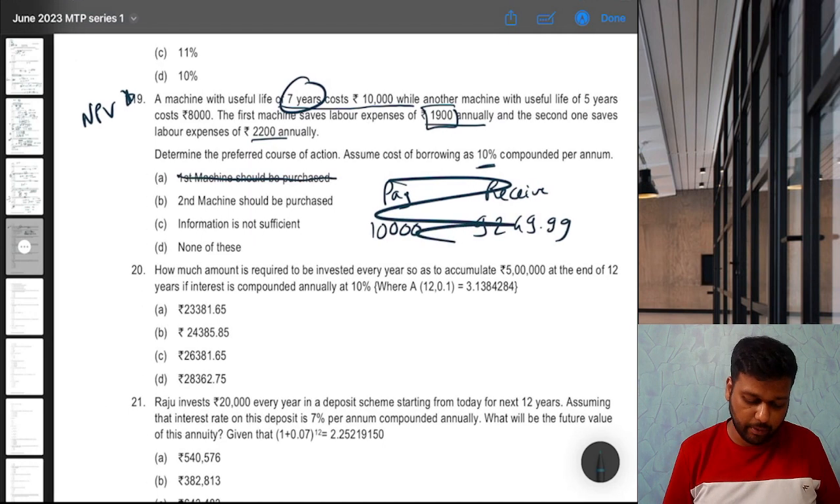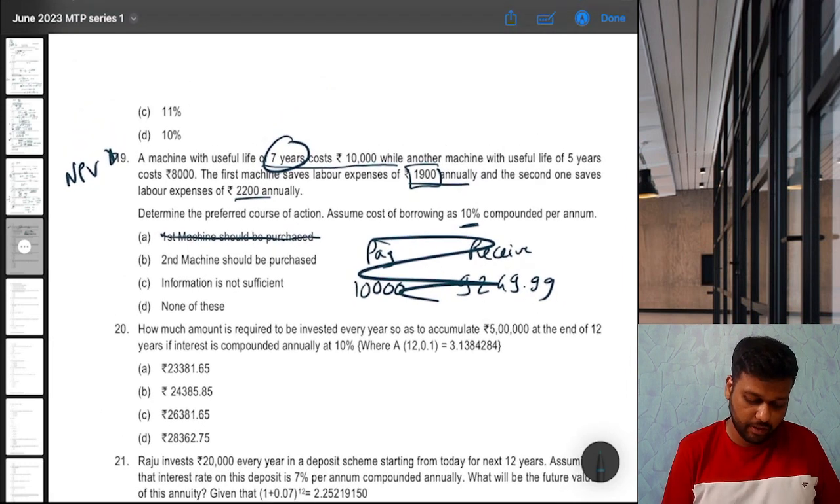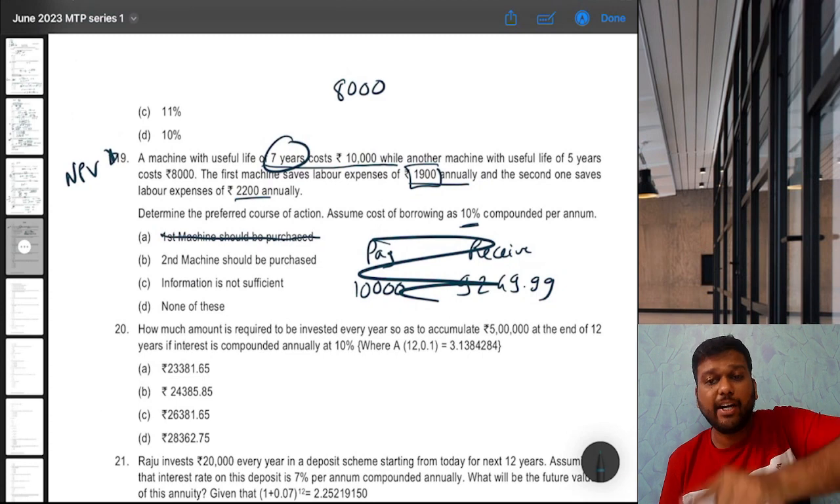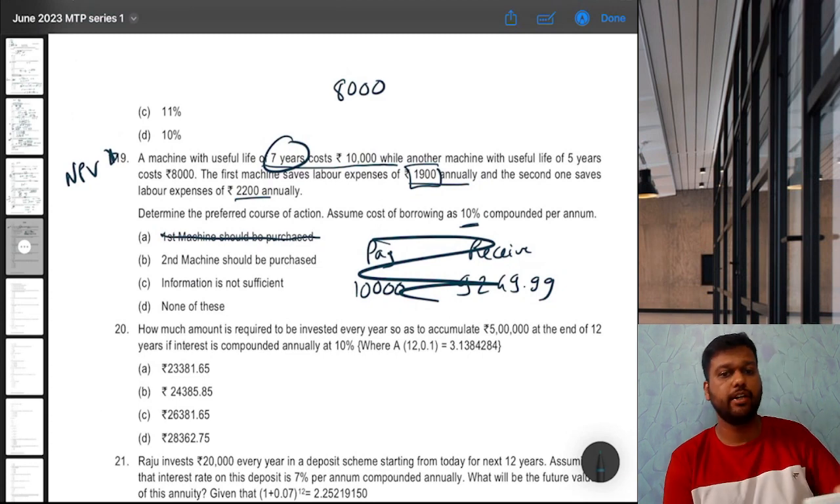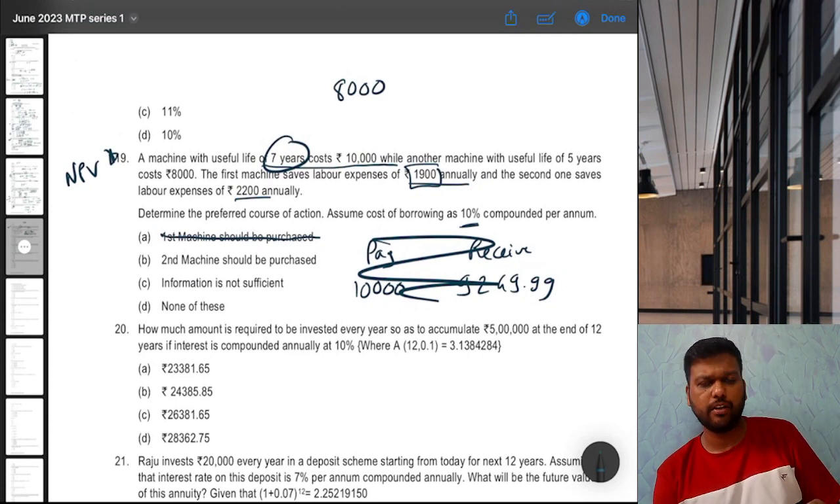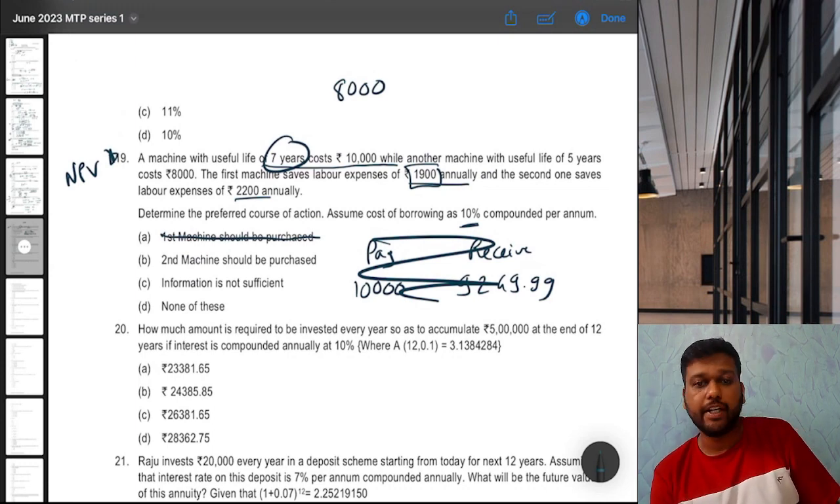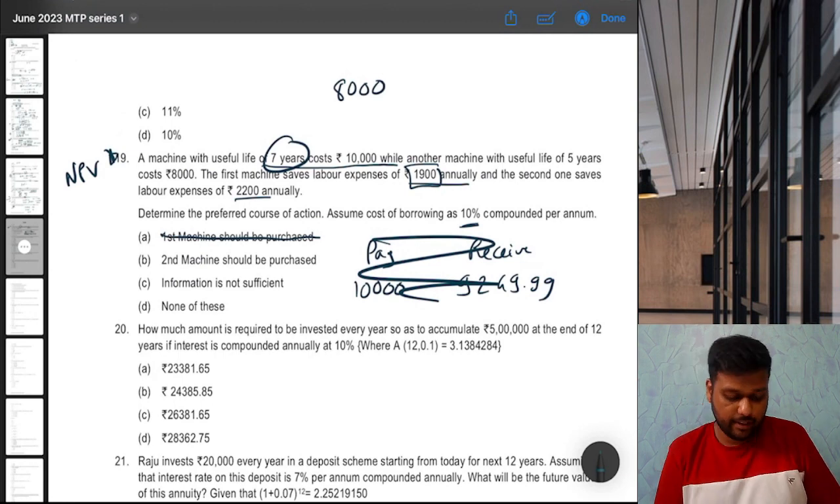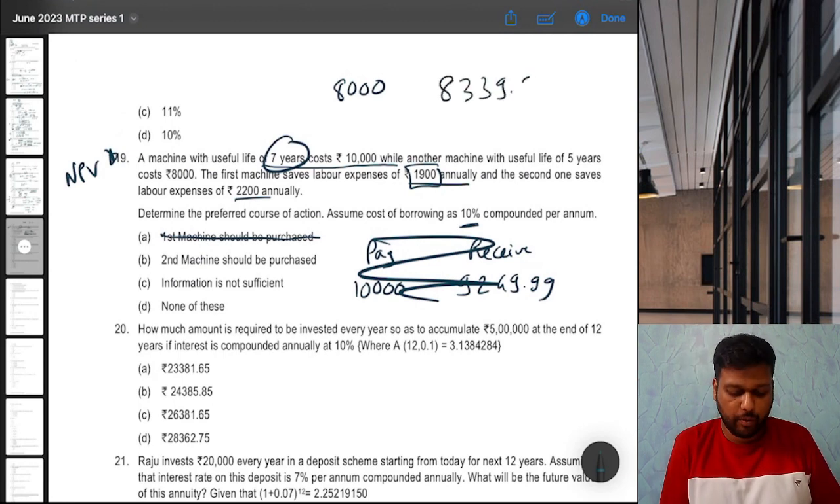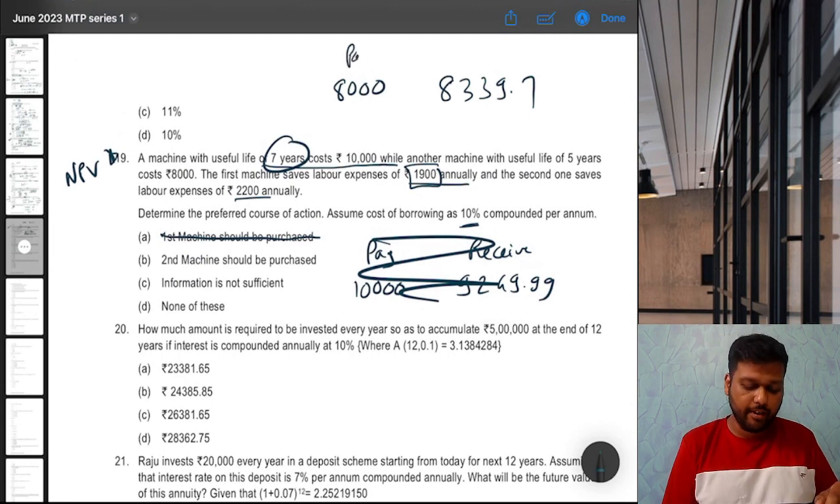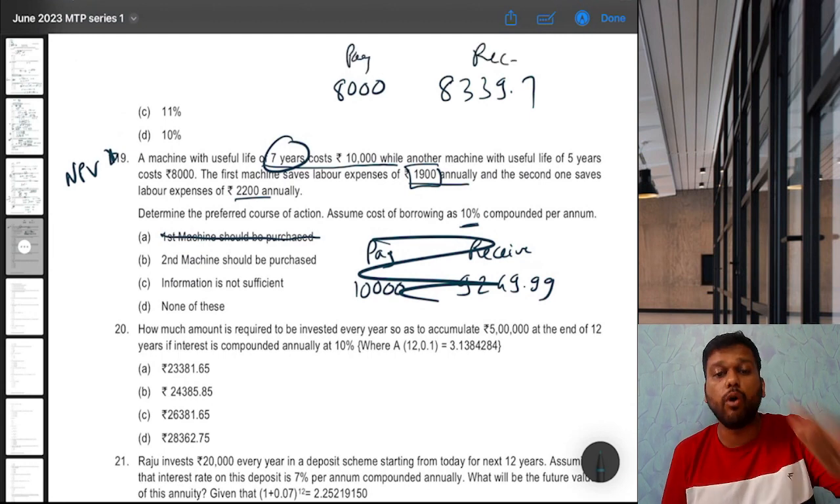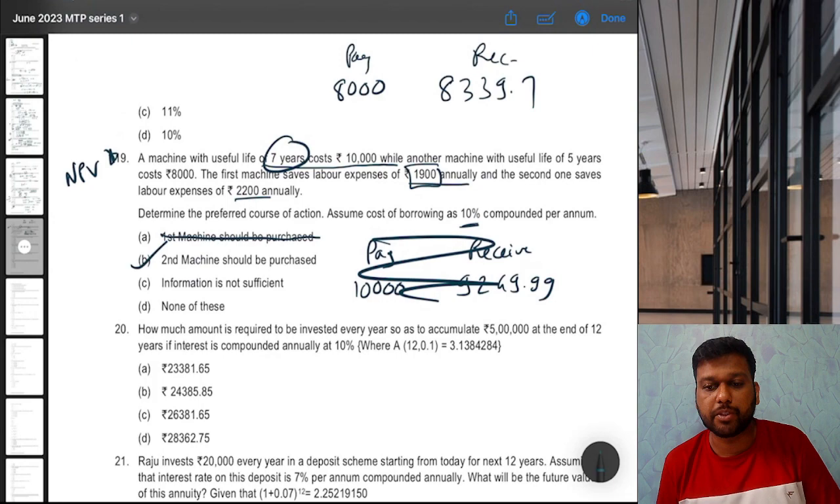Let's think about the second machine. For the second machine, how much are we paying? 8,000. And how much are we receiving? 2200 annually for 5 years. Okay. So 1 divided by 1.1. Now only 5 times equal to, 1, 2, 3, 4, 5. Press GT multiplied by 2200. That is 8339.7. That means we are paying 8,000 and we are receiving more. So this is the correct answer, option B. Okay.